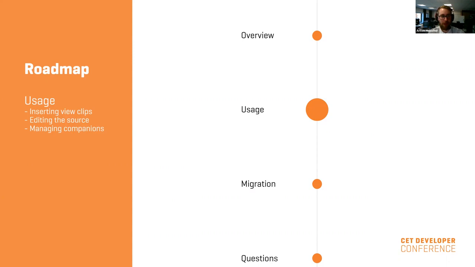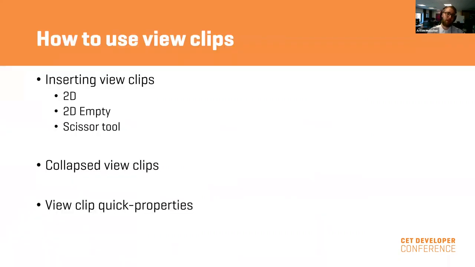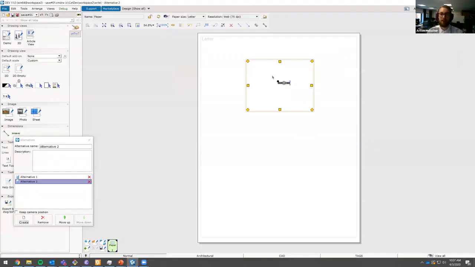Also, we're going to go through how to insert new view clips. I think it's easier if I show it hands-on, and these are the things I'm going to show. First, I went through it real quick before, but to insert a view clip, you basically use the 2D or 2D empty. And if you use the 2D, you first get this animation.